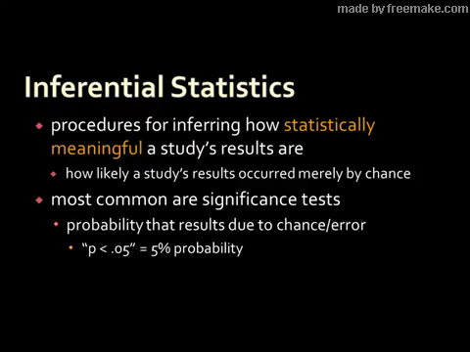Inferential statistics are procedures that allow us to infer how statistically meaningful a study's results are. Statistical meaningfulness refers to how likely a study's results are to have occurred merely by chance or error. The most common way to infer this is to use significance tests, which tell us the probability that the results were due to chance or error. The most commonly accepted significance test is a 5% or less probability that results were due to chance or error, and this is generally reported in psychology articles as p is less than 0.05.